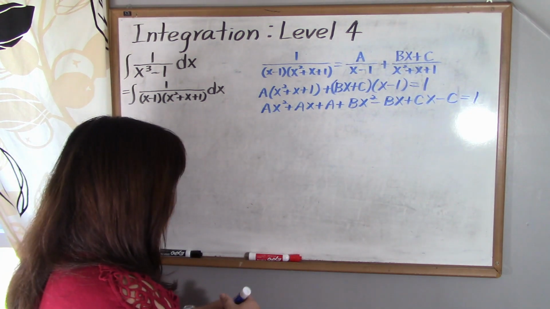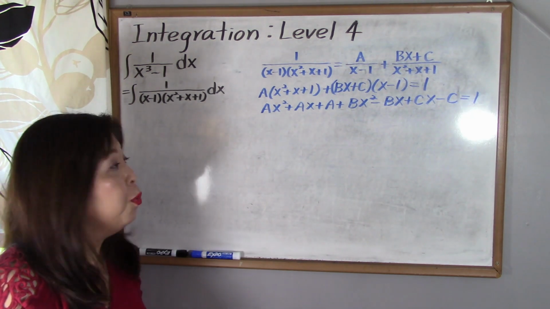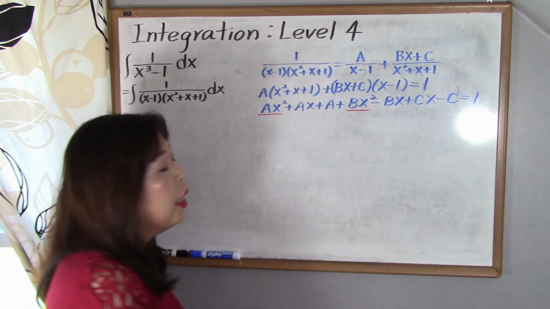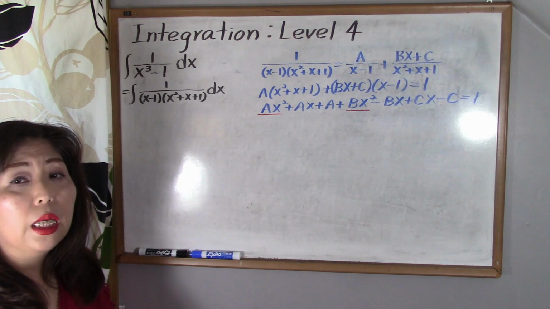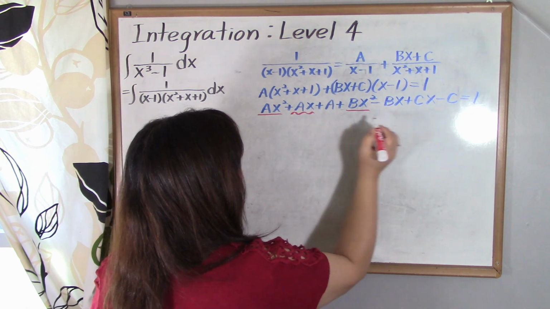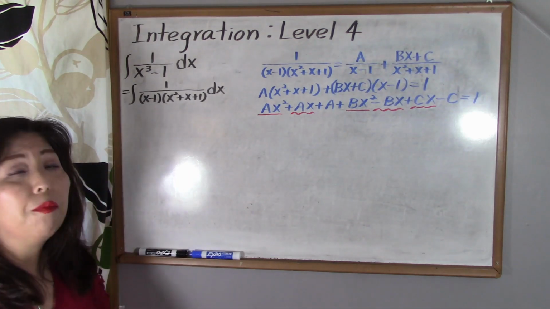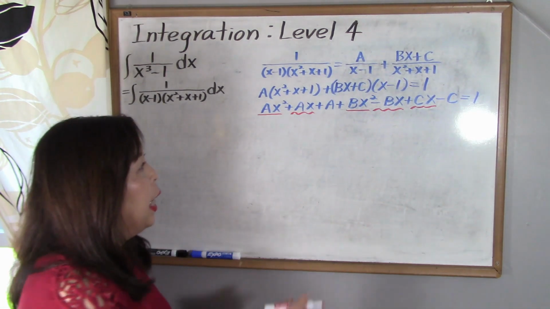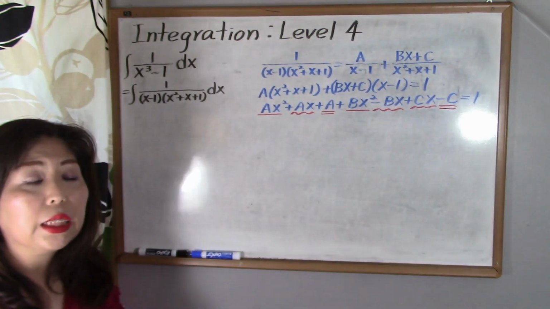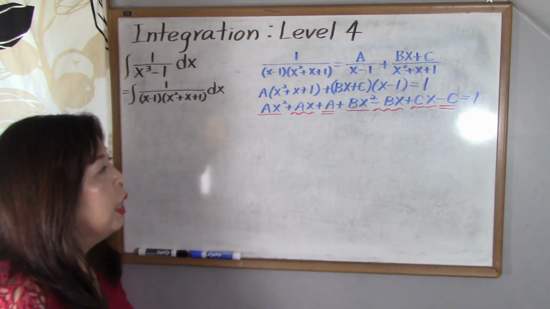So, now we're gonna make groups, okay? So, ax squared and bx squared are the same group because of x squared, okay? And next one, ax, negative bx and cx are the same group because of variable x. And the next one, a and negative c are the same group. That's gonna be the some numbers, okay? Some numbers, of course.